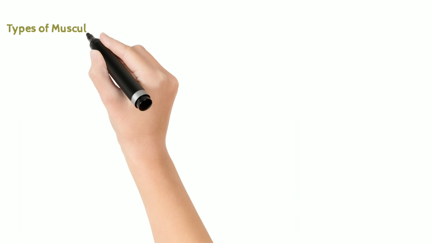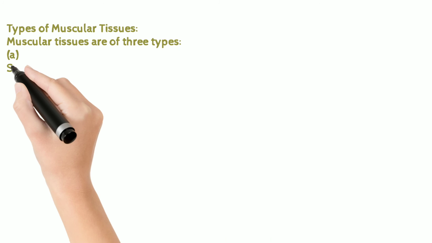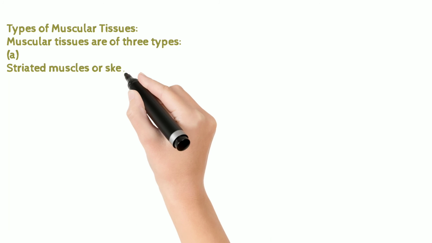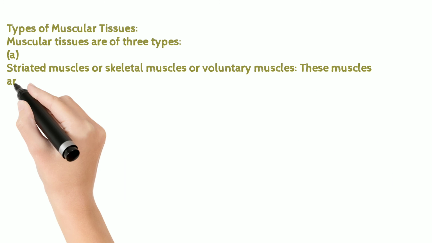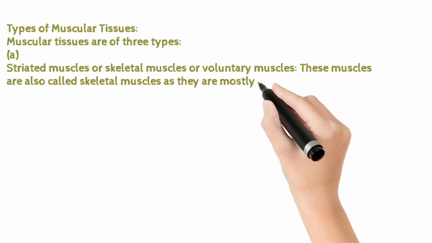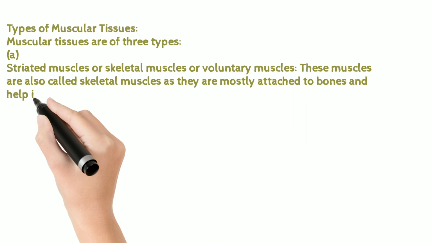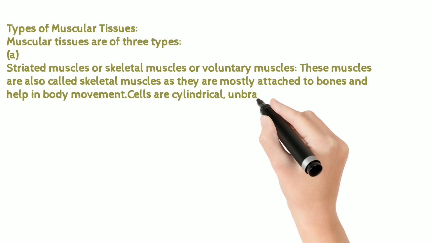Types of muscular tissues. Muscular tissues are of three types. A. Striated muscles or skeletal muscles or voluntary muscles. These muscles are also called skeletal muscles as they are mostly attached to bones and help in body movement. Cells are cylindrical, unbranched and multinucleate.